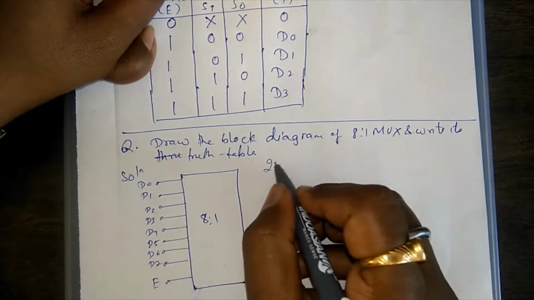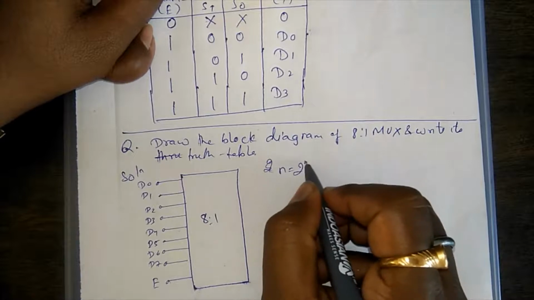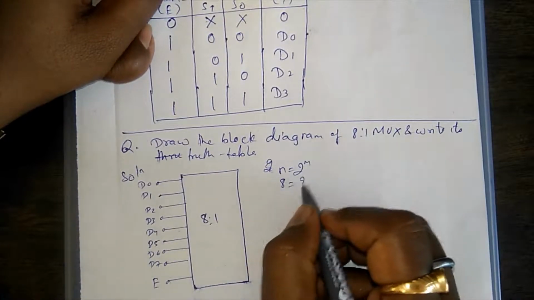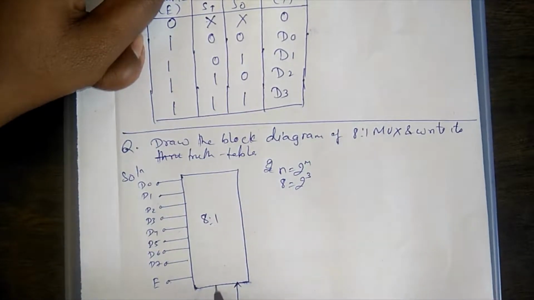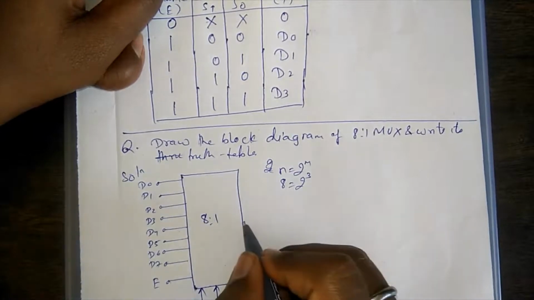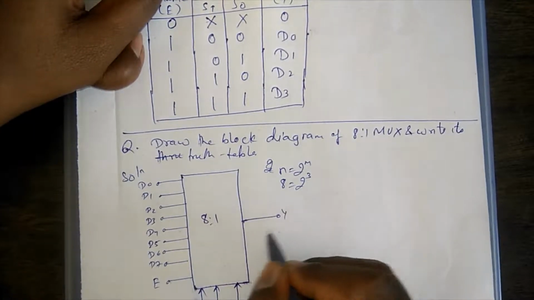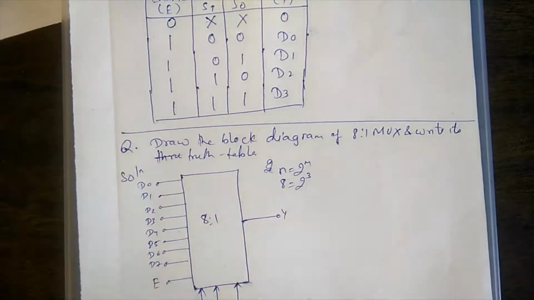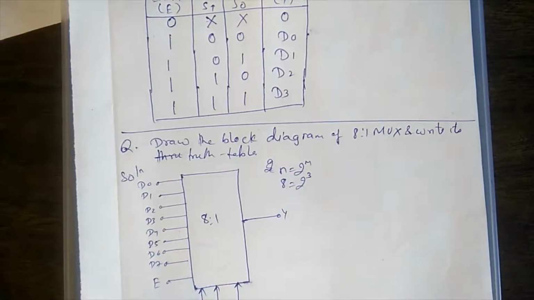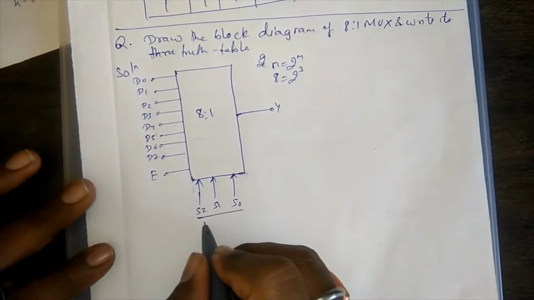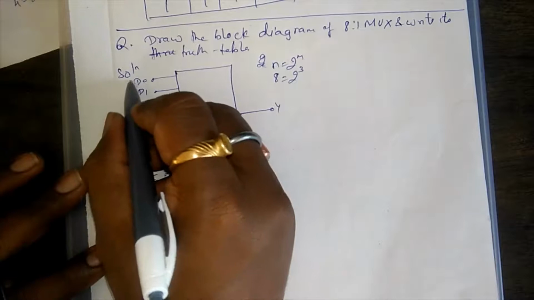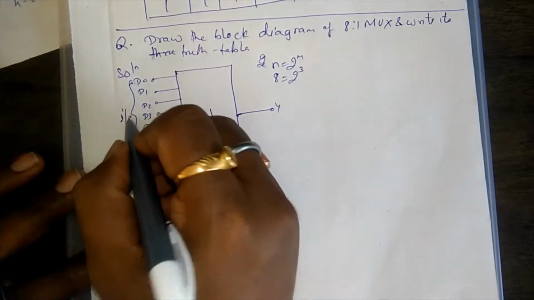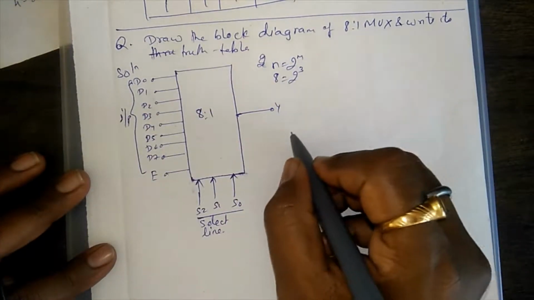So n equals 2 raised to m. n is 8, so m will be 3. So 3 select lines, S2, S1 and S0, and 1 output Y. Okay, so we will try to draw this. These are the select lines, and these are the inputs.